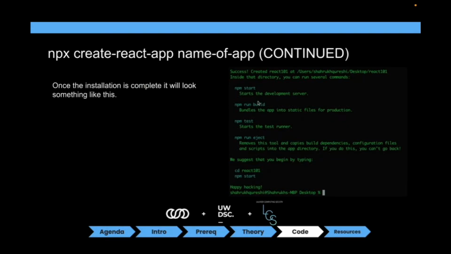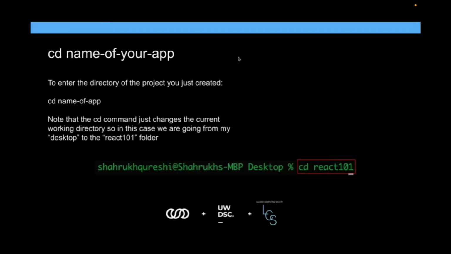It'll show these 4 scripts. You don't have to worry about these right now. Just focus on these 2 at the bottom, which are our next 2 steps: cd and then the name of our app, and then npm start. So cd name of your app. We have to do this to enter the directory of the project that we just created. So we're going to do cd and the name of our app, so in this case, react101.